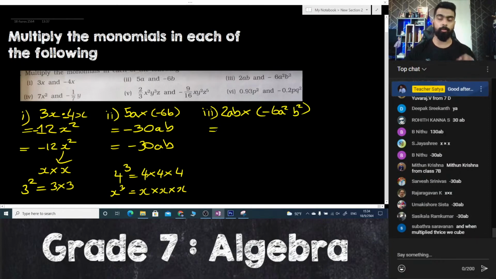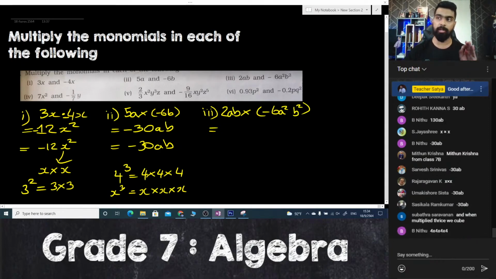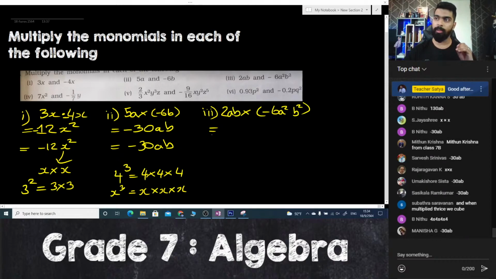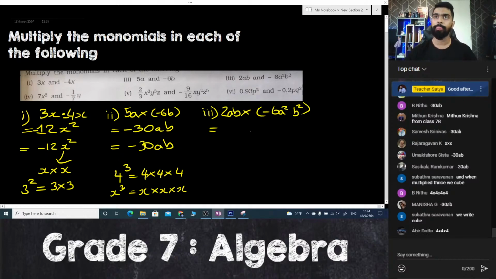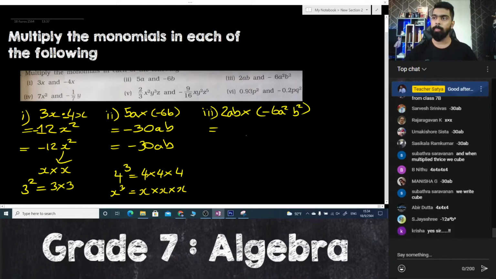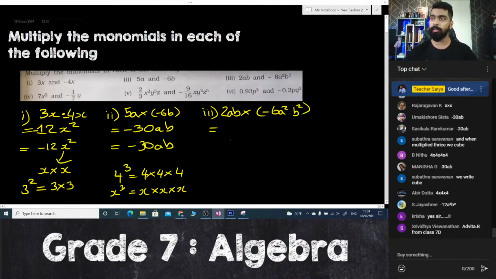So first of all, we will be multiplying the numbers with the numbers. So 2 multiplied by negative 6. Who can write it down? What is 2 multiplied by negative 6, guys? I see the correct answer. Very good, Jayashri. 2 multiplied by negative 6 will give us negative 12, right, guys?